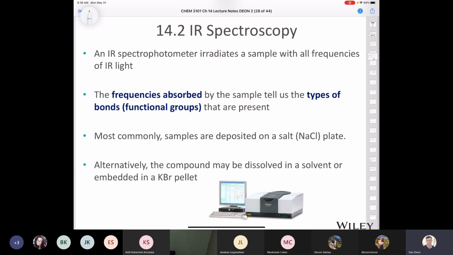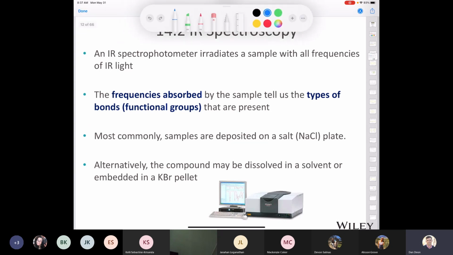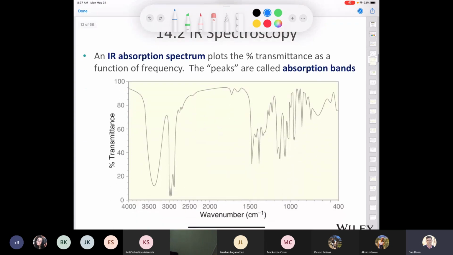So the way that they're run now is you literally just put the molecule on top of a lens. Let's say it's a solid, you just put a little bit of the solid on top of the lens. If it's a liquid, you would put a drop on top of it. And then the spectrophotometer, which is the name of the instrument, irradiates the sample with all frequencies of infrared light. So it's not like it scans it. It just shines every wavelength from 2.5 micrometers to 25 micrometers. And then we plot the frequencies that get absorbed. So you don't even have to worry about sodium chloride plates or KBr pellets, potassium bromide pellets. That's more the old way. We have much better ways of doing it now.